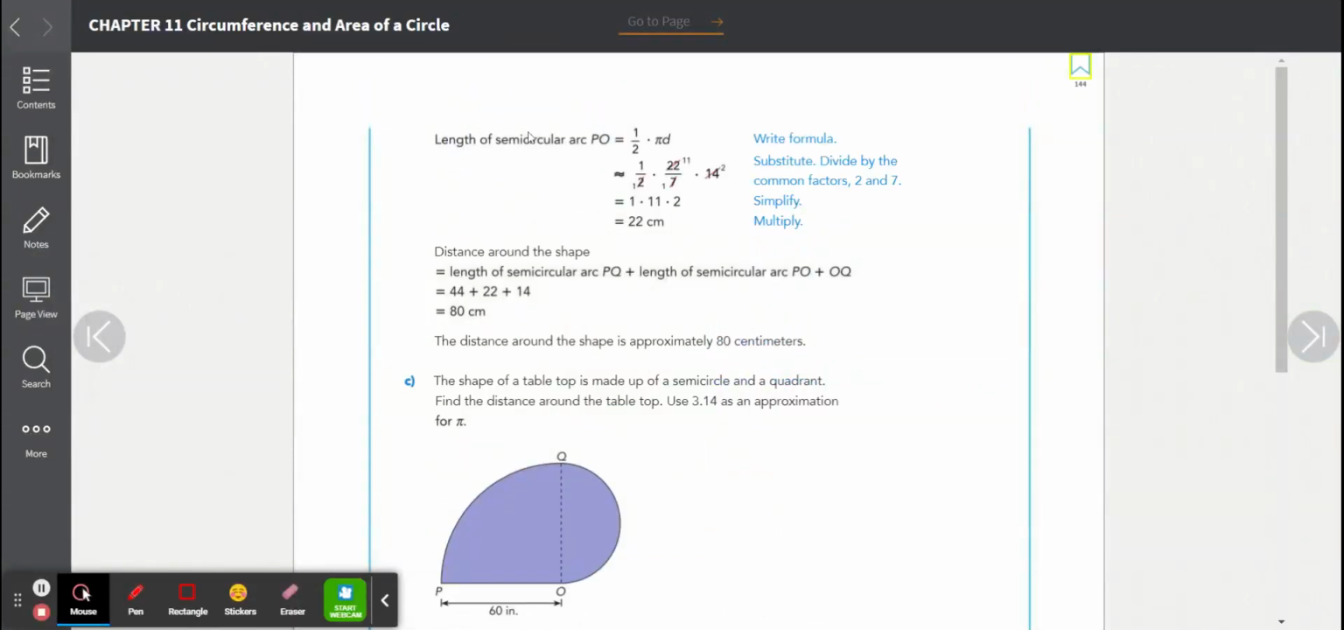We're then going to move on to the smaller semicircle, so PO. Again, we're going to do the same thing, plug all of our numbers in. So here we have 1/2 pi times diameter, right? So 1/2 times 22 over 7 times 14, which is 1, 11, and 2 is 22. Now we're going to add the semicircular arcs together, which is 44 plus 22, and then that one little flat line was just 14, to give us a total of 80. So we can say that the distance around the shape is approximately 80 centimeters.